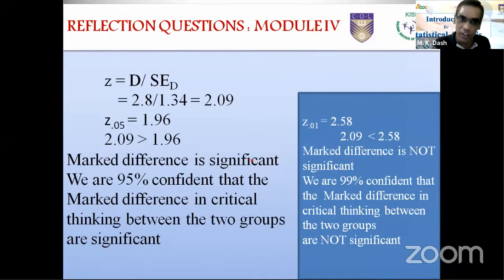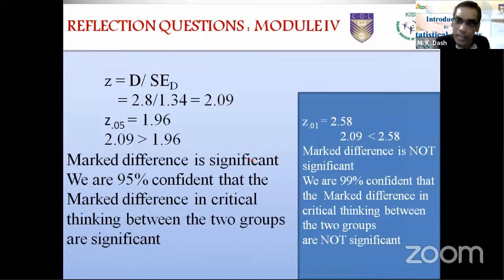So the same difference, what is the difference? 2.8. The 2.8 difference is significant at the 0.05 level of significance, but it is not significant at the 0.01 level of significance. So it depends upon the purpose for which you have prepared the test, the sensitivity of the test, the percentage of risk the researcher, investigator, or the management can take with respect to the purpose.